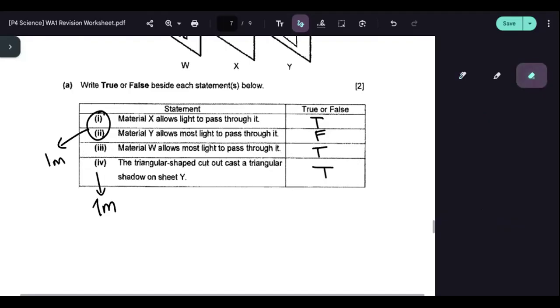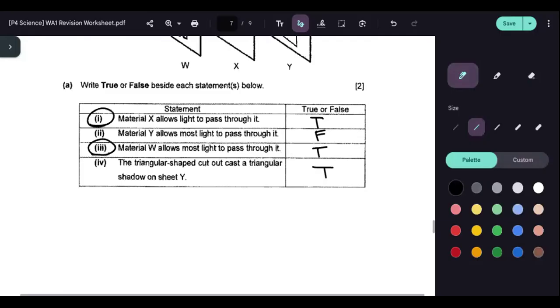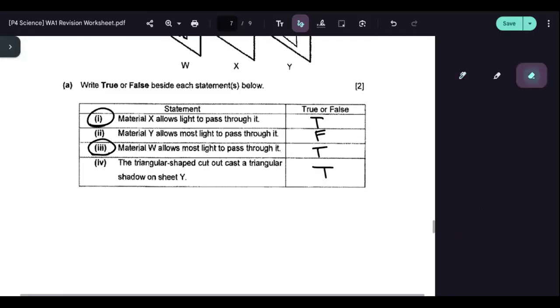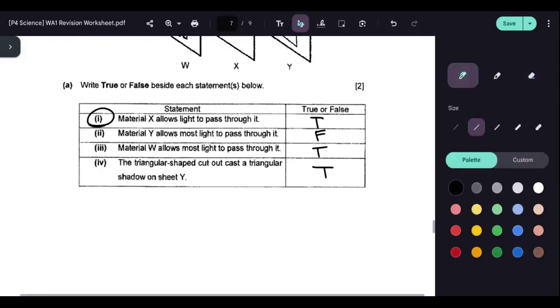If I get this right and this right, I will get 1 mark. But if I only got this right and this one not right, it will be a 0. And if I got this right and this one not correct, I will get 0. This is the marking scheme for PSLE. You must get at least 2 correct to guarantee 1 mark. If not, let's say you choose these 2 to mark, if this is correct, this is wrong, it will be 0.